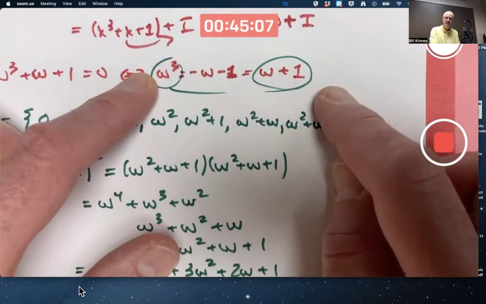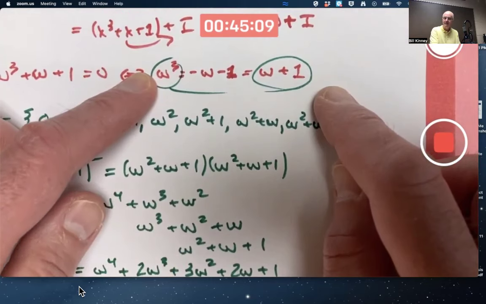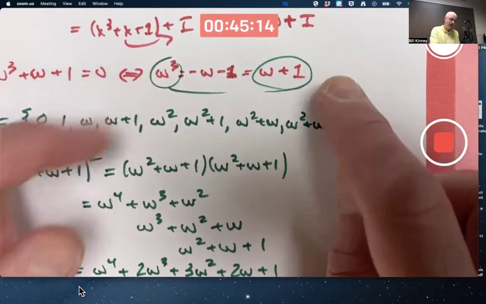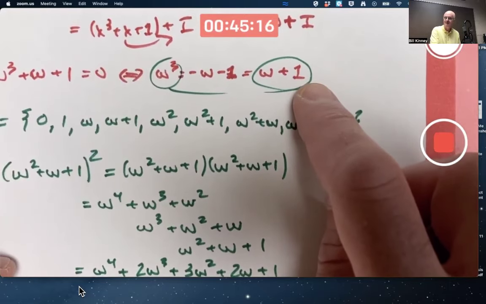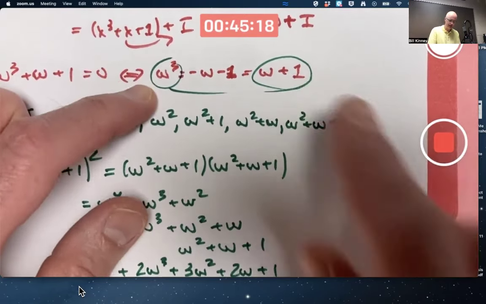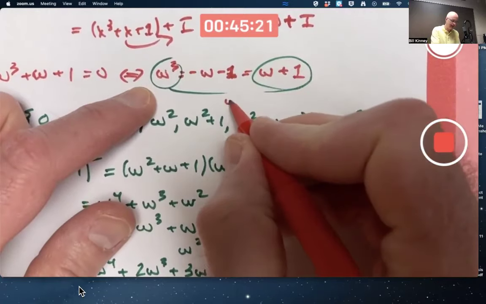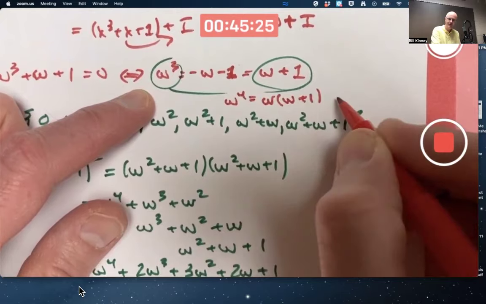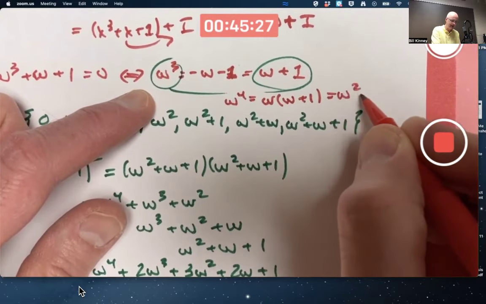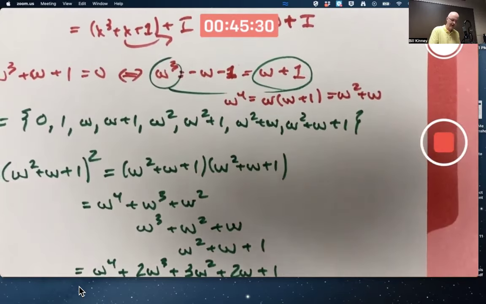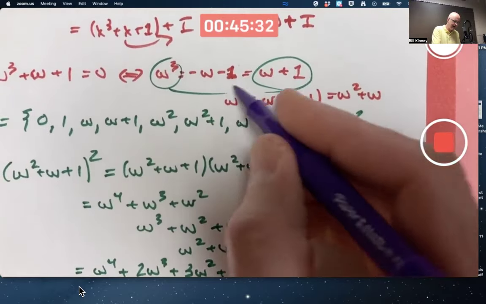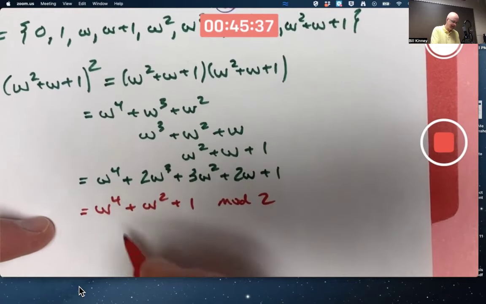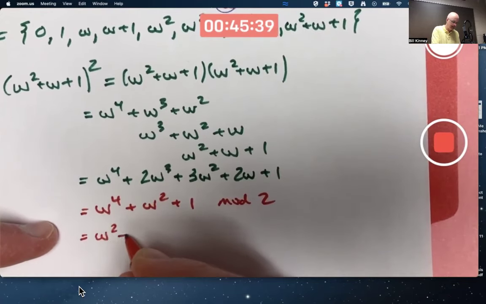Use the fact that omega cubed is omega plus 1 to replace omega to the fourth by omega times omega plus 1. If omega cubed is omega plus 1, then omega to the fourth is omega times omega plus 1, which, if you expand that out, is omega squared plus omega. Omega to the fourth can get replaced by omega squared plus omega. So do it. Replace that omega to the fourth by omega squared plus omega.